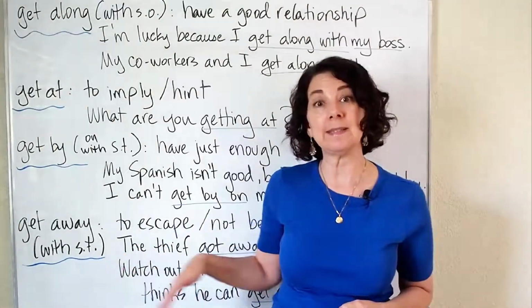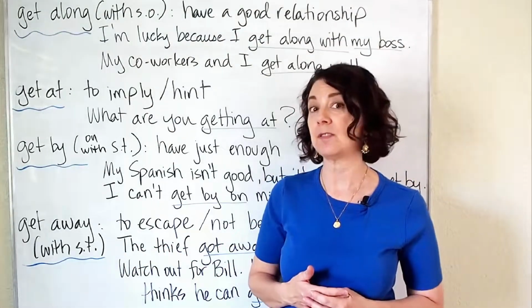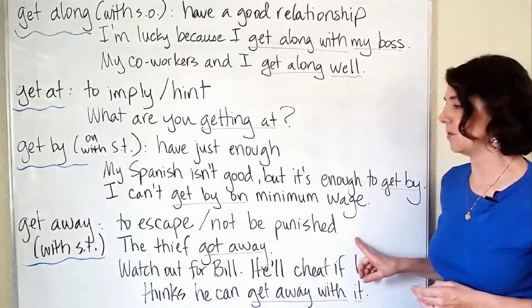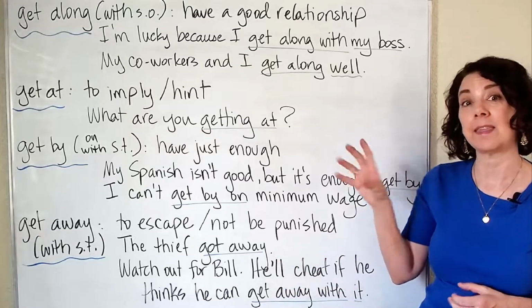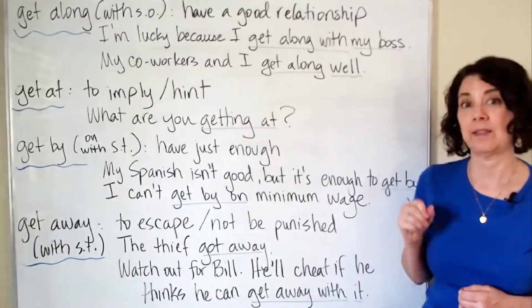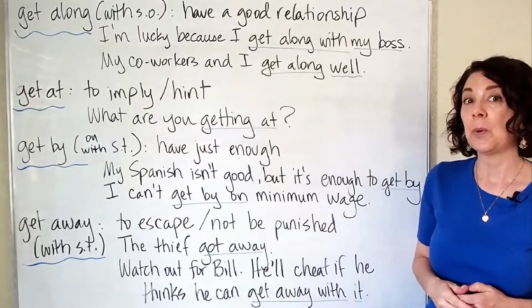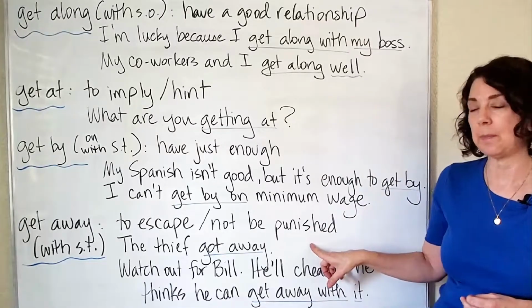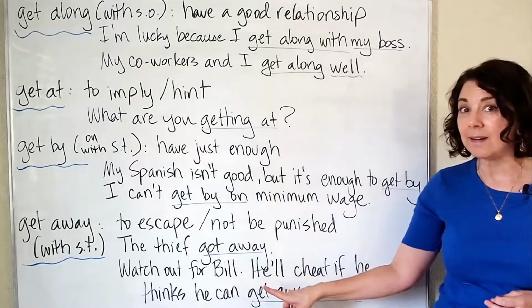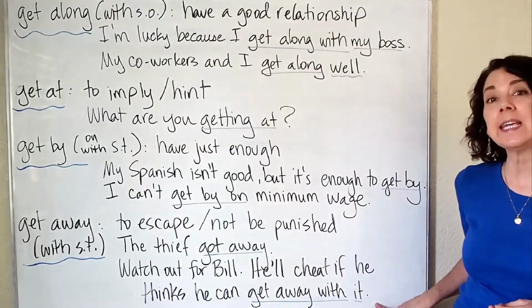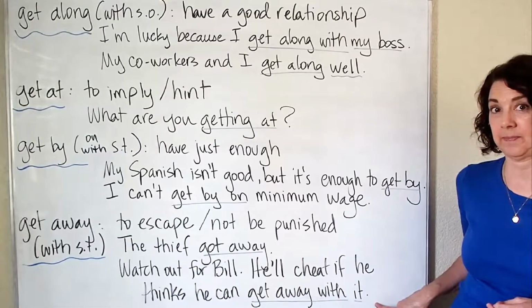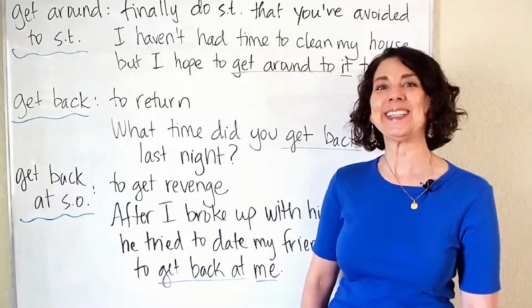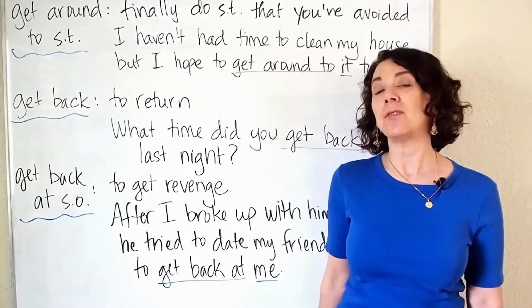Okay, then the next one is to get away, and you know this. This means to escape or also to not be punished. For example, we can say the thief got away. The thief escaped. Or how about the second one, to not be punished? Watch out for Bill. He'll cheat if he thinks he can get away with it. Get away with it. You will never get away with this. Get away with what?